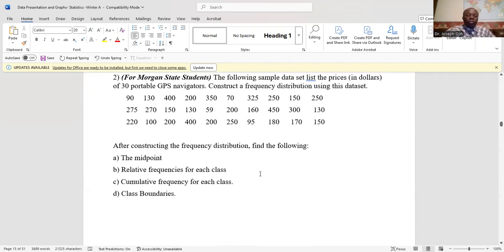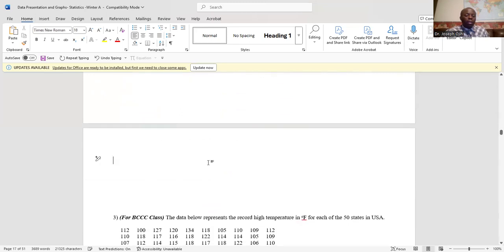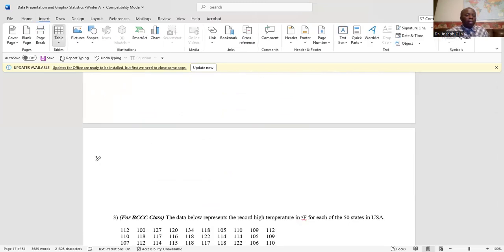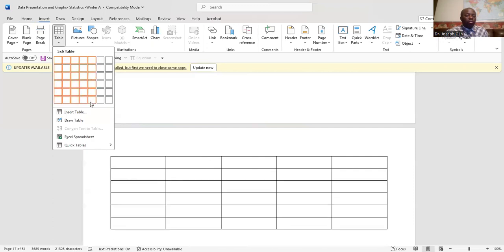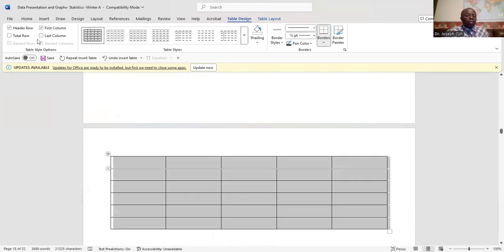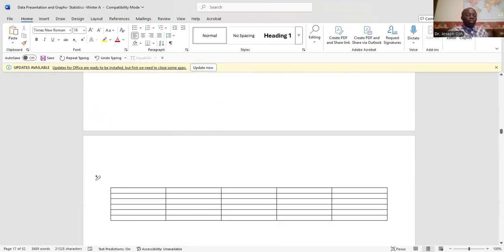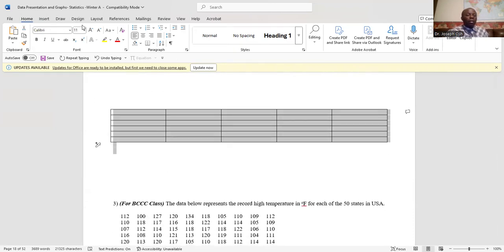It says construct the frequency distribution. Since we're going to answer, they want us to get the midpoint at the same time, and also get the relative frequency and cumulative frequency of each class, and then the class boundaries. Let us put everything in one table. I need a table with 5 columns. If I need more columns, I can add them right there. I can make it bigger.